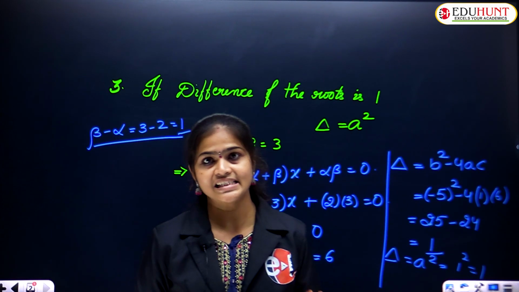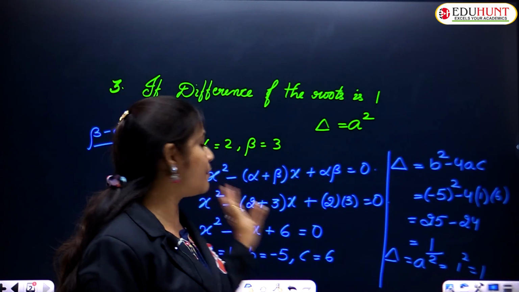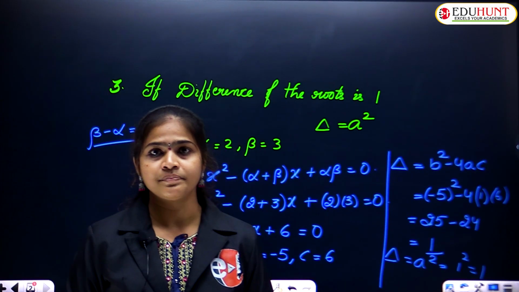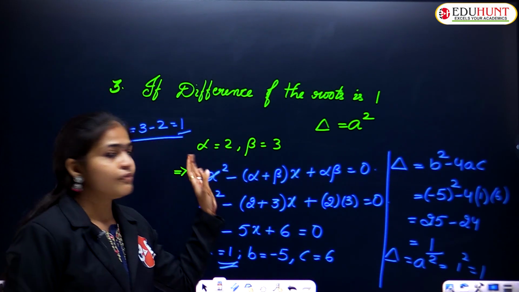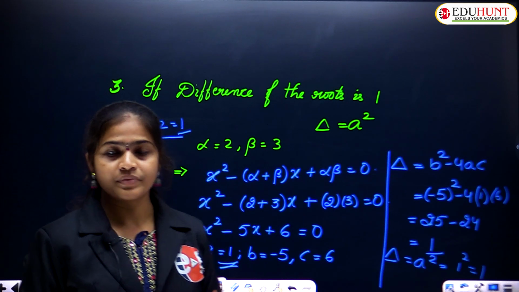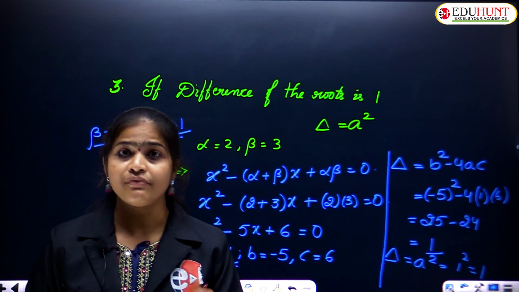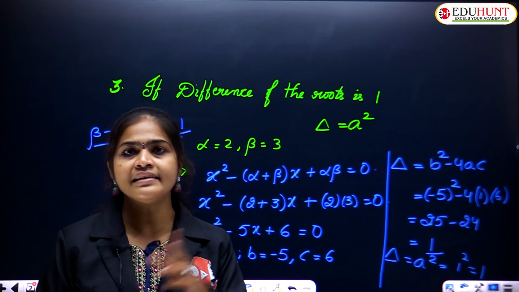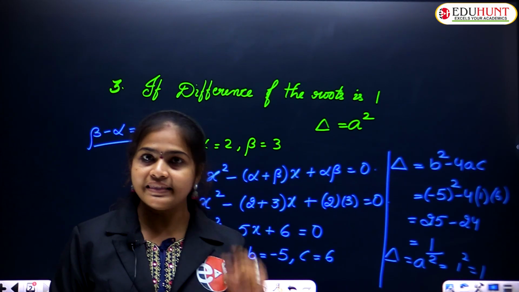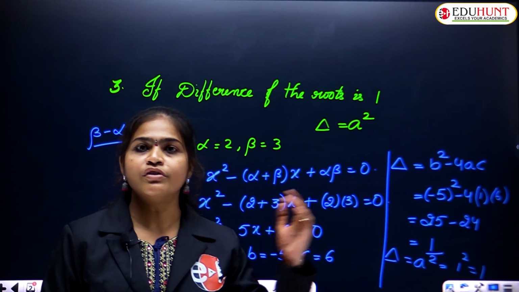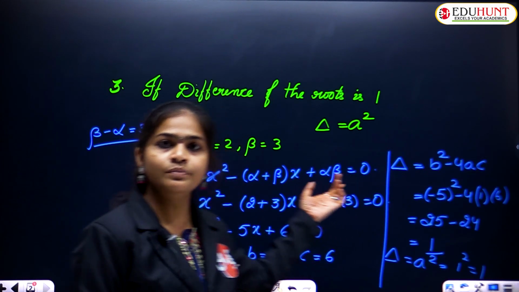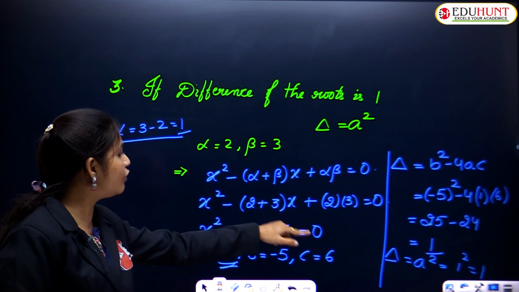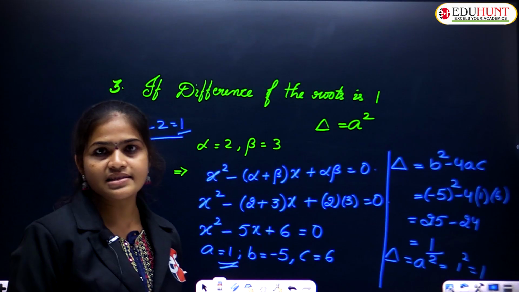Why, madam, do we have to use this type of condition? Simply, without doing this much process, we can go directly for the answer. First we have to observe the difference of the roots. When can we say that the difference of the roots is 1? If those two roots are consecutive roots, then only we can say the difference between them is 1. In that case, we can simply go for the delta value, which is always equal to a square, the value of the discriminant, just by observing the quadratic equation. So this is the third point.